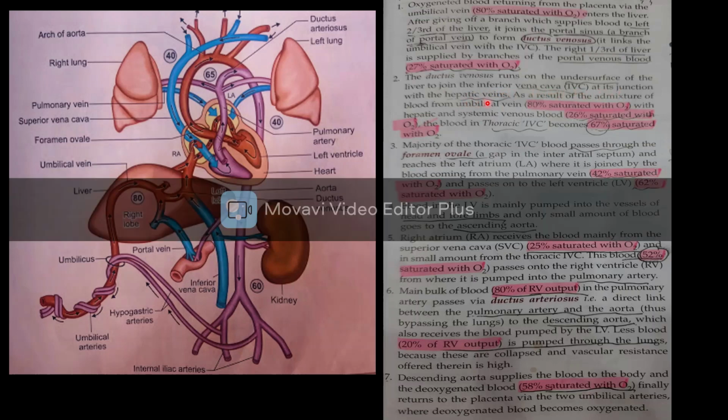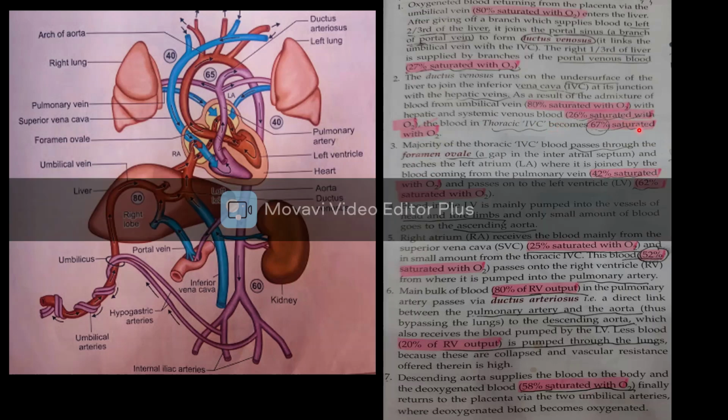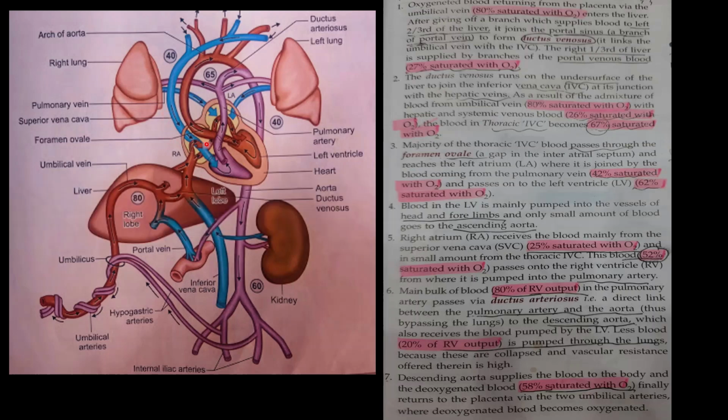the hepatic veins. As a result, the admixture of blood from the umbilical vein, which is 80% saturated with oxygen, with the hepatic and systemic blood vessels, which carry 26% oxygen saturated blood, makes the blood in the thoracic inferior vena cava 67% saturated with oxygen. Then this inferior vena cava joins the right atrium, where the superior vena cava joins as well.